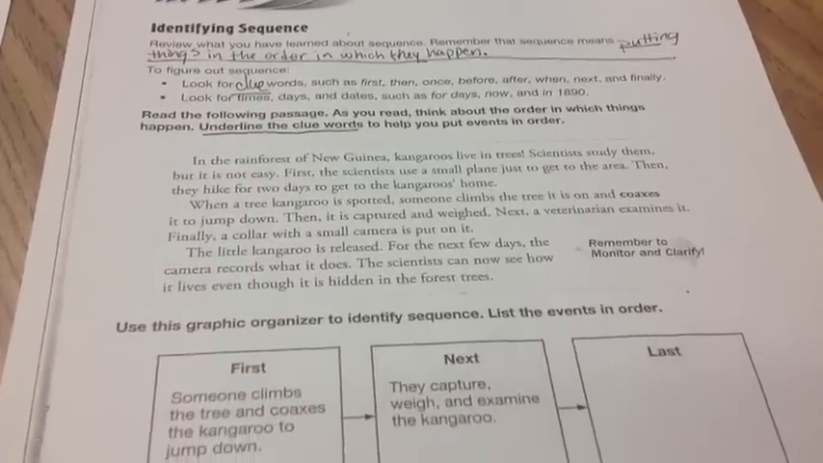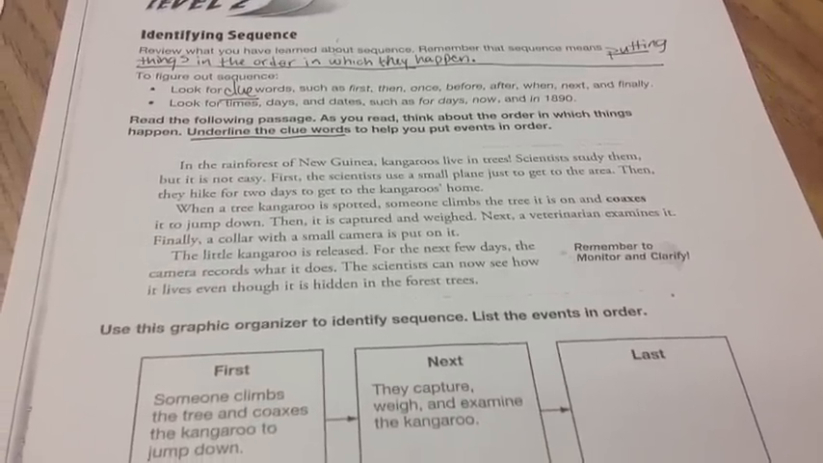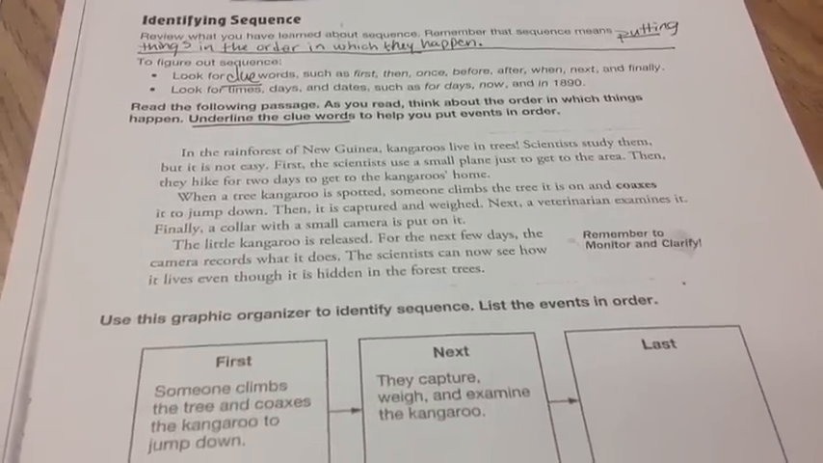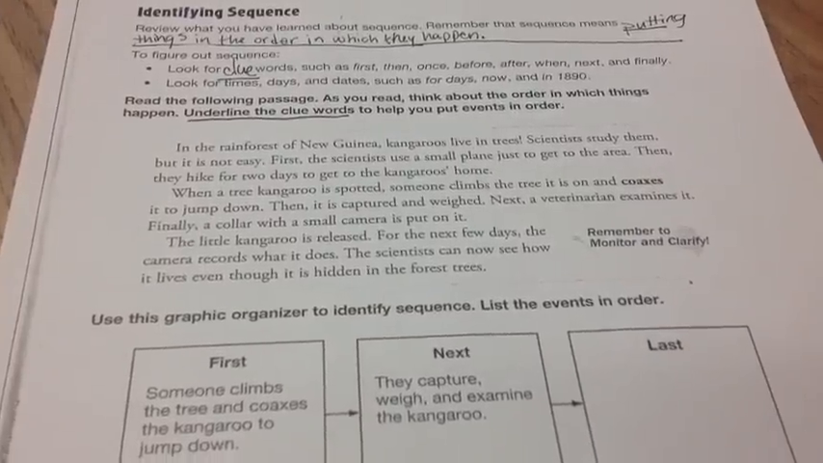Read the following passage. As you read, think about the order in which things happen. Underline the clue words to help you put events in order. Let's go ahead and read the passage and underline as we go.